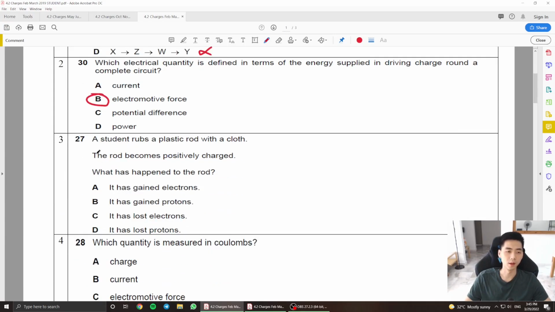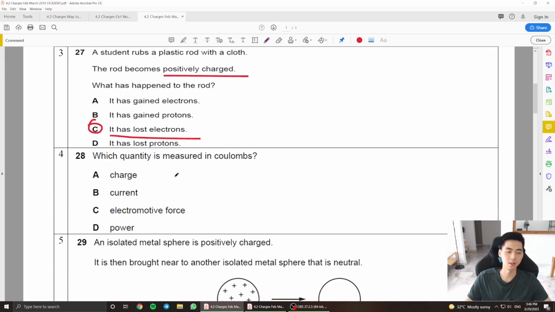Then a student rubs a plastic rod with a cloth. The rod becomes positively charged. What has happened to the rod? In order for it to become positively charged, the electrons must escape, right? So basically, it has lost its electrons, right? Only then can it become positively charged. So C is the answer here.